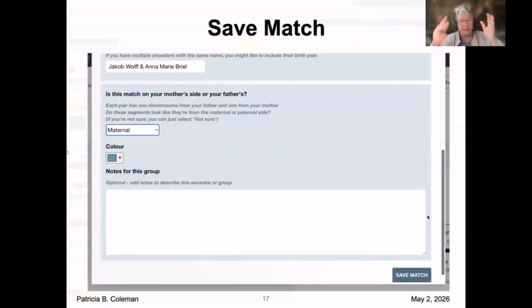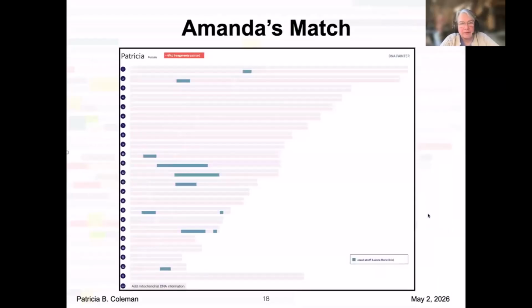So to continue on the Save Match page, I know it's a maternal match, so I select that. The choices are maternal, paternal, or not sure, basically, if you don't know how you're connected to the person. And then a color for that segment. DNA Painter's going to suggest a color, and that's what it did here, and that's what I decided to just use. I'll show you how to change the color a little bit later. You can also add notes for the group or notes for the match. So these turquoise colored segments are the ones that Amanda and I share.